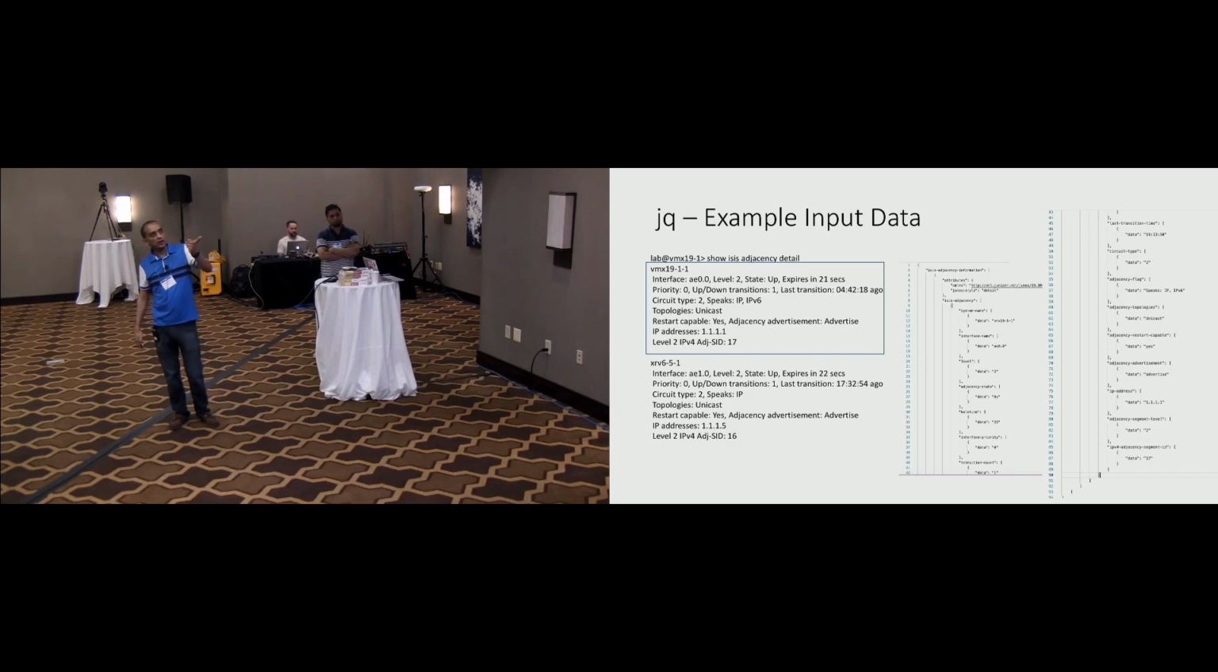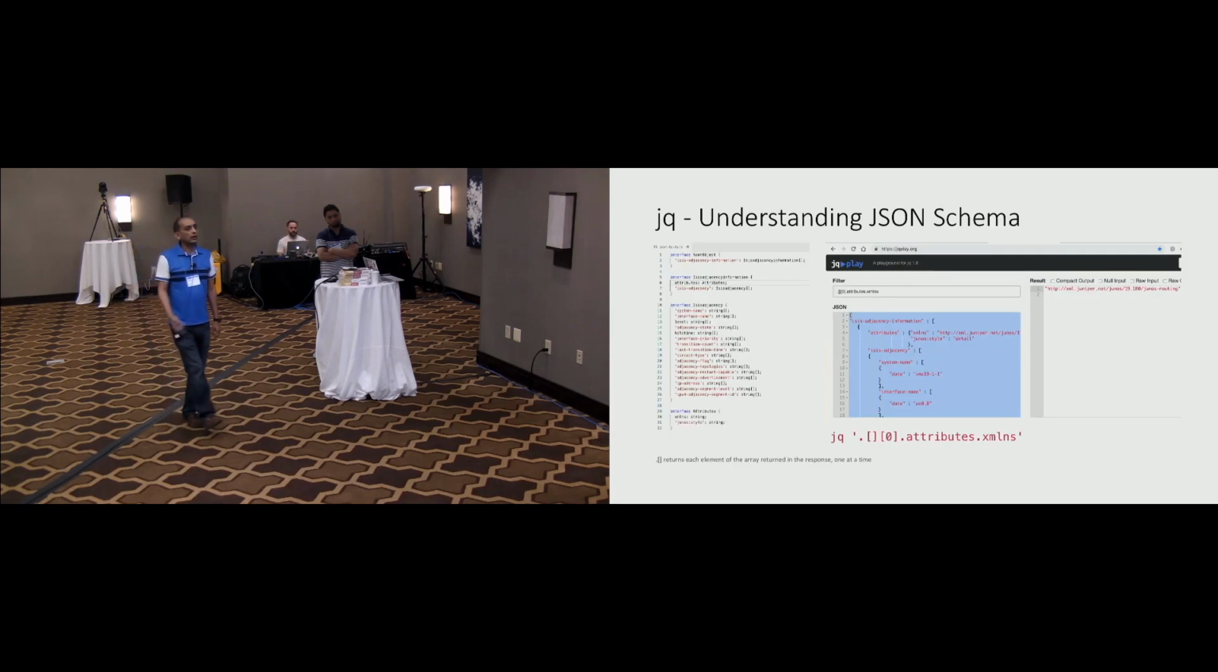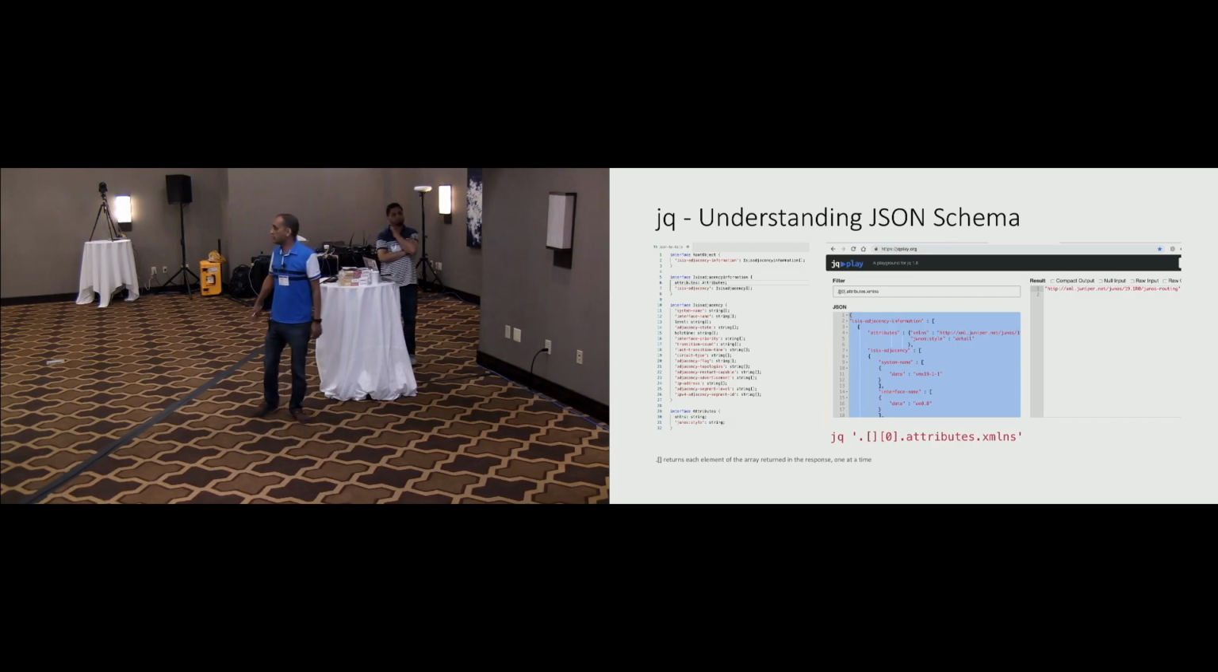So the top one is the interface, what the interface is, what the ISIS adjacency level is, what the state of it, priority, IP address, and other things. I mean, if you guys are used to VS Code, you can just use a plugin like JSON to TS and then quickly get the schema of your JSON.